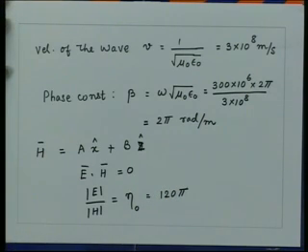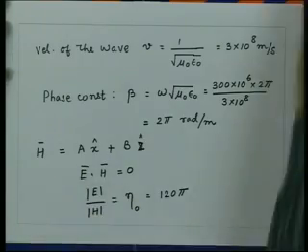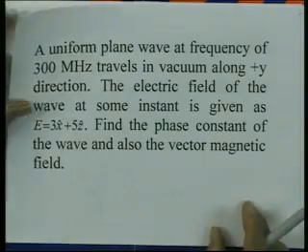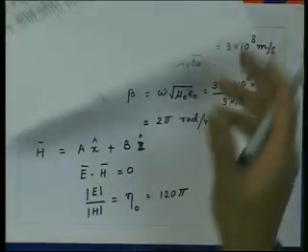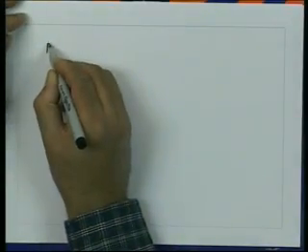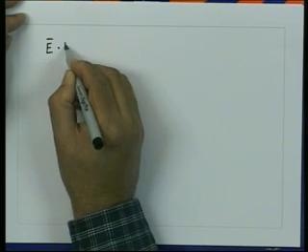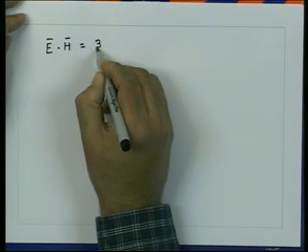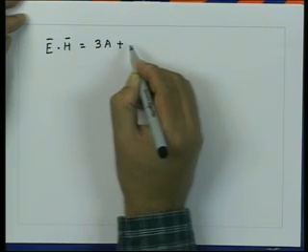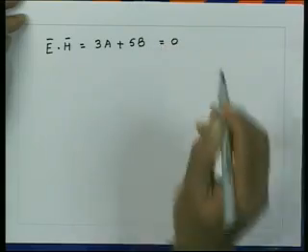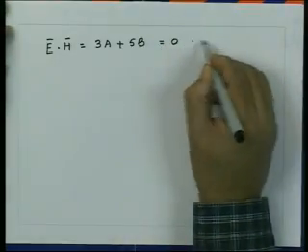So, now we can write down the electric field, which is given as 3 x cap plus 5 z cap, and H is given by this. So, we can write the dot product E dot H equal to 3A plus 5B, that is equal to 0. So, this is one equation.